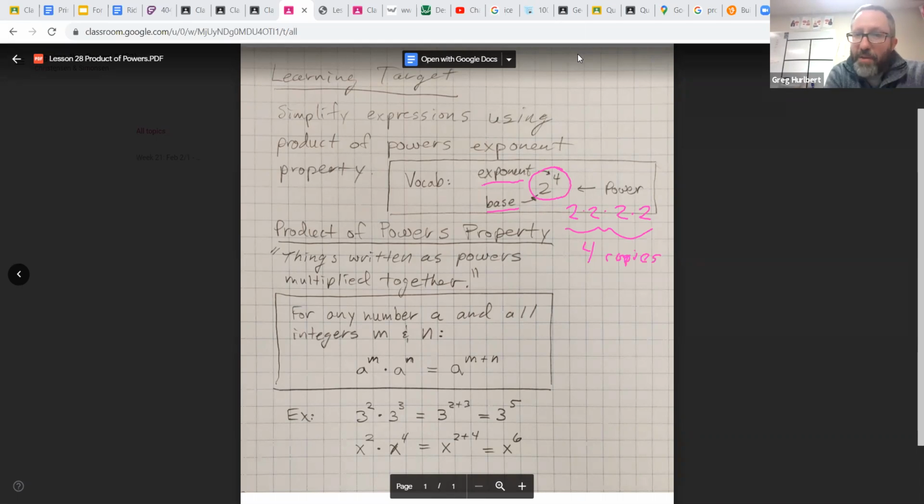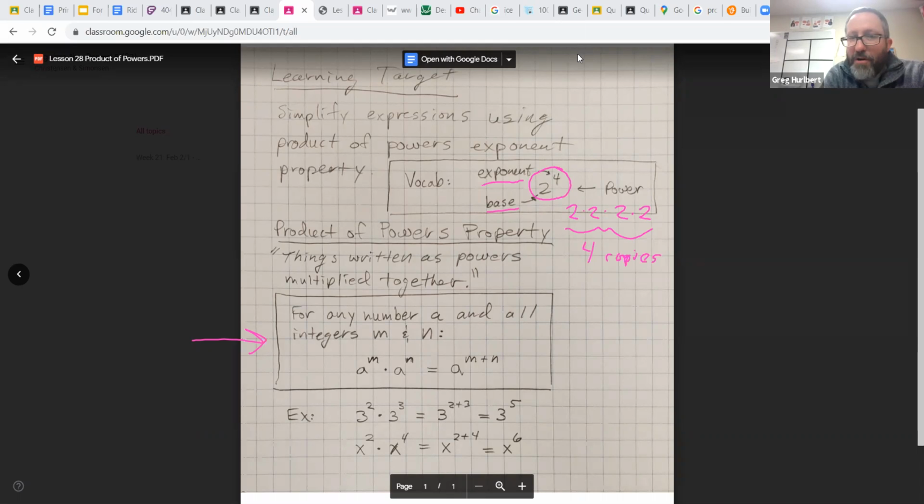Now, here in the box, it says for any number A. So A is a number. It could be a 2, it could be a 10. It's a number. Sometimes we don't know what number it is, and we'll call it a variable. We may call it X. But that part is a number.